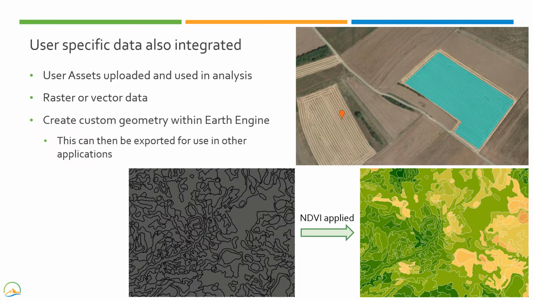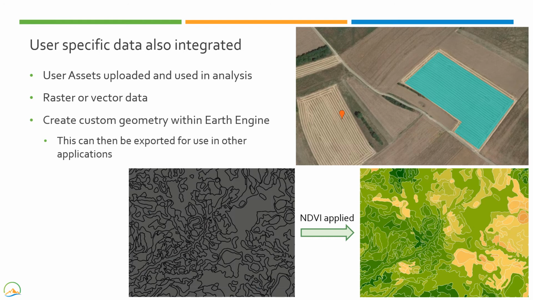In addition to the datasets provided by Earth Engine, users can also upload custom data. This could be in the form of raster or vector data, and you can work with these data the same way you would with Earth Engine supplied data. Vector data can mean point, line, or polygon data, and there's an example of each on the images shown here. Also, any custom geometry that you create in Earth Engine can be exported as a shapefile and used in other platforms.